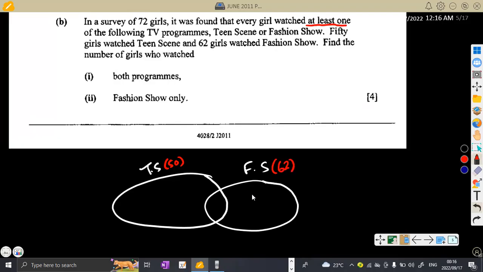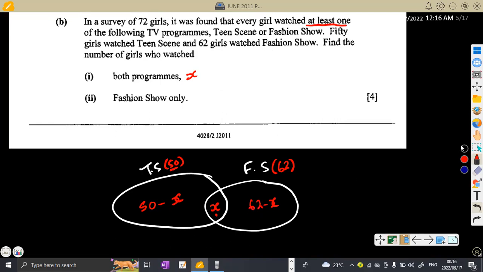From this information, we're going to ask ourselves, what about those who are watching both programs? So we are going to say, let them be equal to x. So in between these two, we are going to have x. But since in Teen Scene we've got 50 of them, we are going to remove those who are watching both programs, so that we remain with those who watch Teen Scene only, which is 50 minus x. So this is Teen Scene only. The same with Fashion Show. We want to find those who are watching Fashion Show only. So it's going to be 62 minus x.